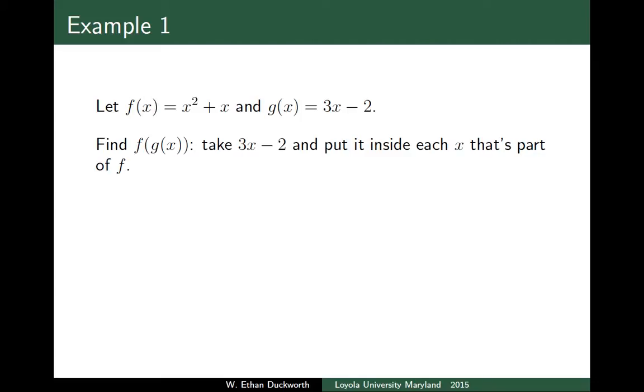Well, in fact, I can be even more specific. Take 3x minus 2 and put it inside each x in the formula x squared plus x. So you would put 3x minus 2 in the x squared, and you would also put it in the plus x. Now that might be enough already for you to see how to do this problem, but there is a way that's a little more visual and can show you even more specifically where things go.